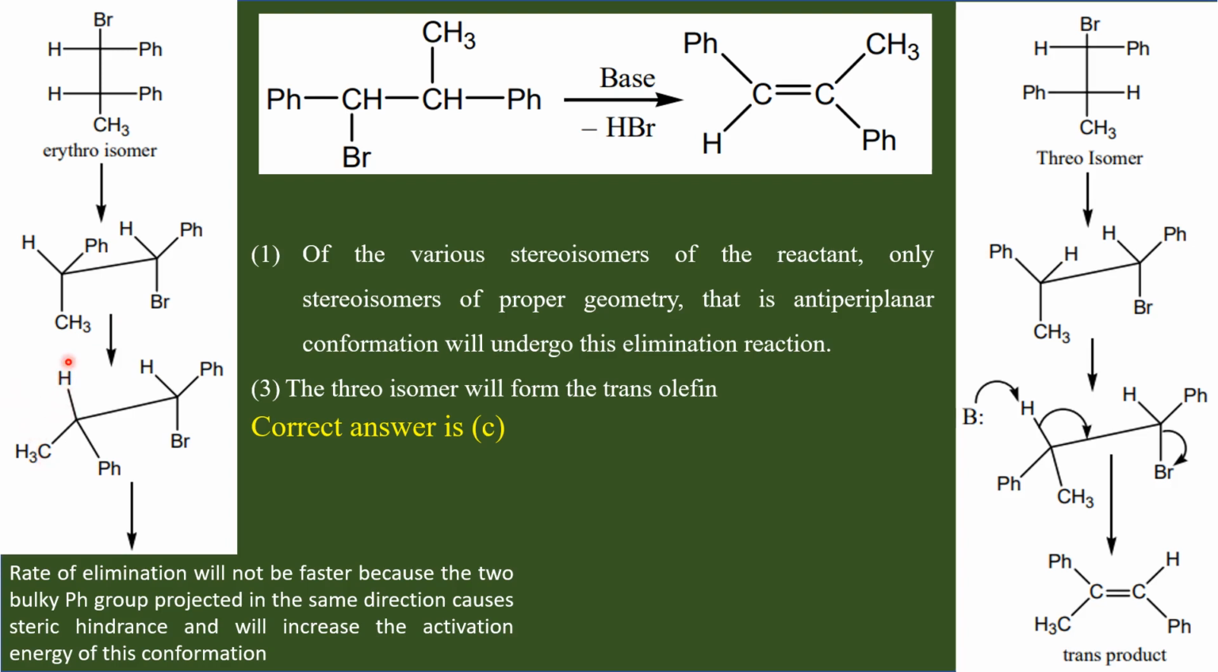So hydrogen is up now and bromine is down. When you apply a base, the base will come here to abstract this hydrogen. So this C-H bond will be gradually broken and these bonded electrons will move here, and this C-Br bond will also be gradually broken. While these two bonds are gradually broken, a new pi bond will be gradually formed here.